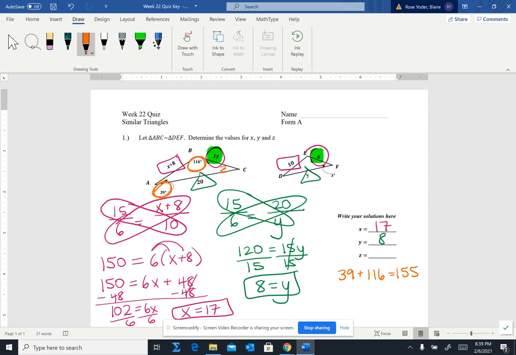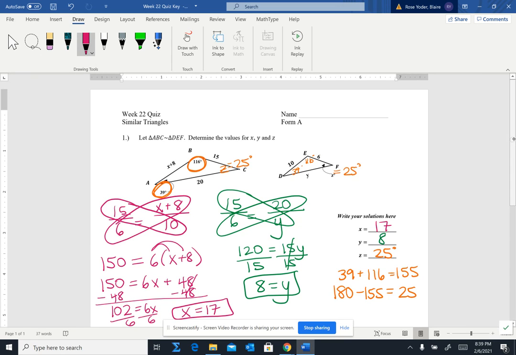And then all I have to do is see how many degrees are left over from 180 since it's a triangle. 180 minus 155 is 25. So there's 25 degrees left over. Remember that the angles in a triangle always add up to 180. And I can steal my angle measures and use them in the other triangle. So B is 116. E is 116. A is 39. D is 39. And then we just figured out Z was 25 degrees. So both of those angle measures are 25 degrees.